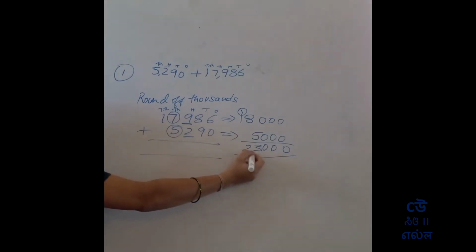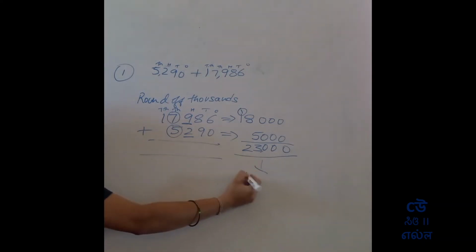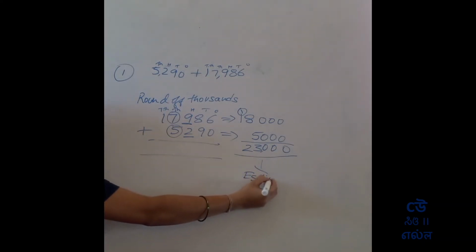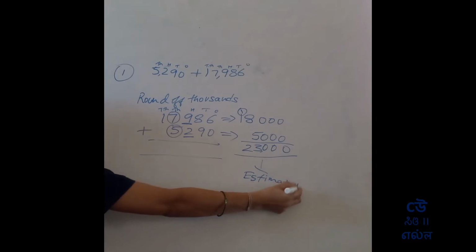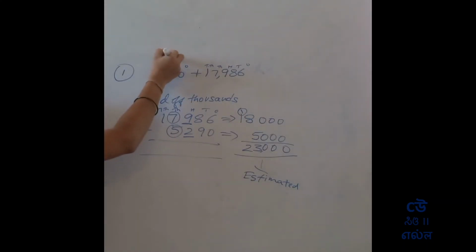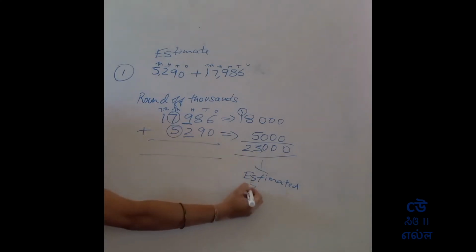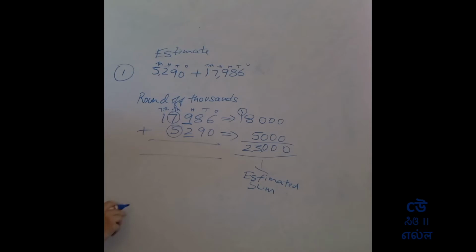1 plus 1 is 2. What is the answer we got, children? 23,000. This is an estimated sum. If they ask to estimate in the question, we have to round off the numbers and do an estimated sum. Okay. This is an actual sum. This is an estimated sum, okay.